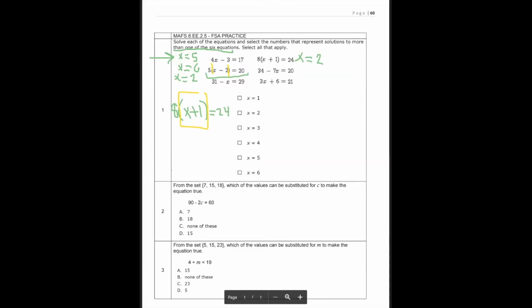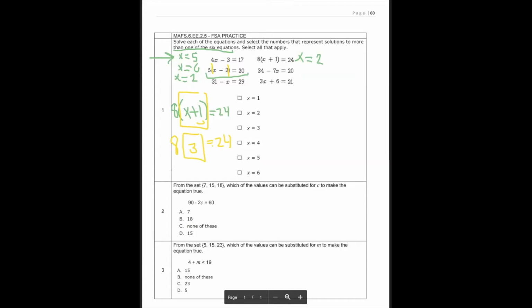So going back to this little box thing, it would be 8 times the box is equal to 24. It has to be 3 because 8 times 3 is 24. And like what she said, there's only one number plus 1 that will give you 3, and that's 2. So x has to be equal to 2.